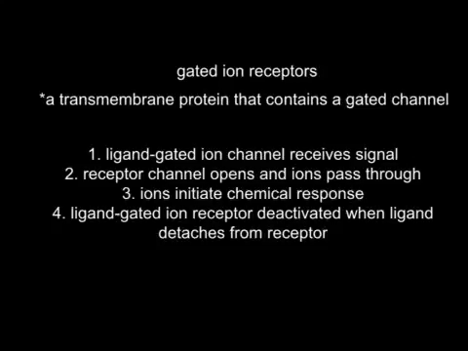Gated ion receptors are a transmembrane protein that contains a gated channel. The ligand-gated ion channel receives a signal. The receptor channel opens and ions pass through. Then ions initiate chemical response, and then the ligand-gated ion receptor is deactivated when the ligand detaches from the receptor.